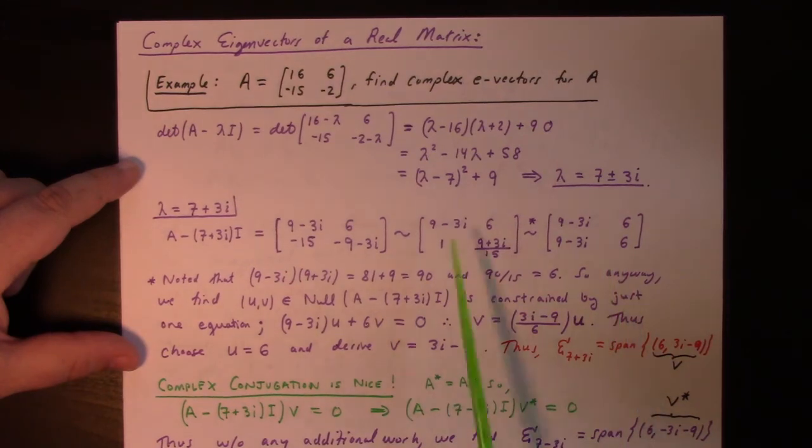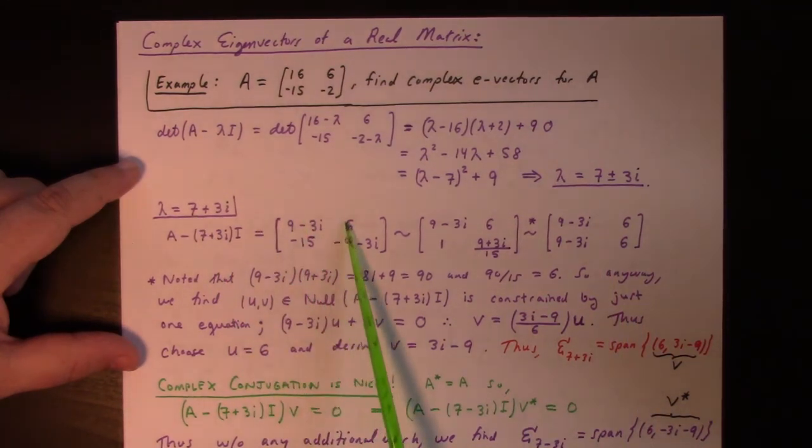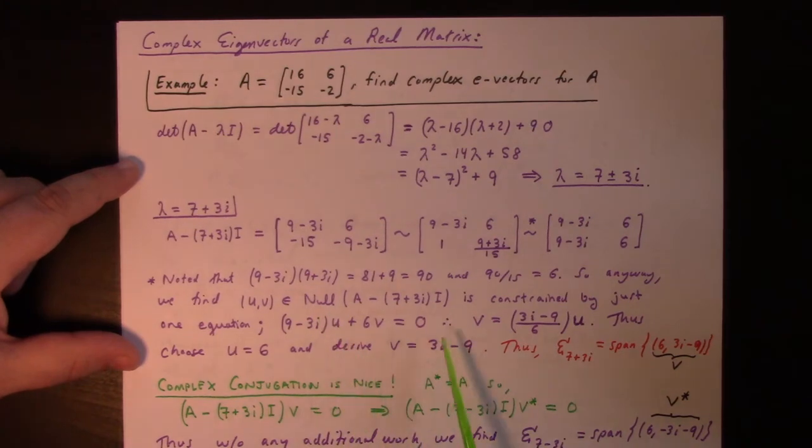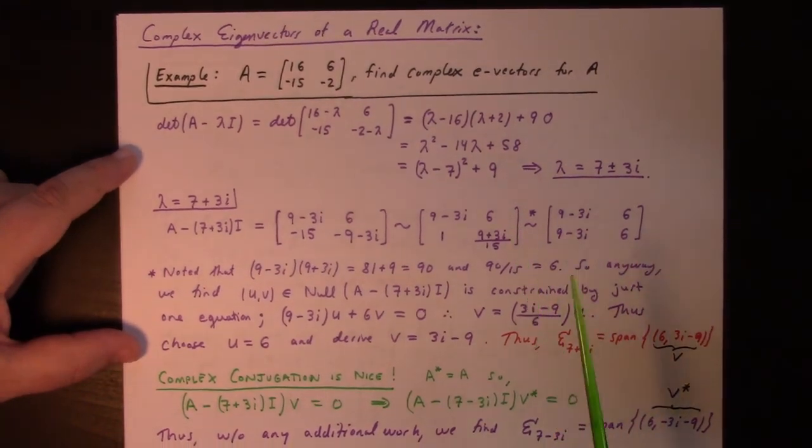If you're confident about your selection of lambda, you can just pick either equation and go with it, and you won't be wrong. I was just checking our work again here to show you that it is in fact legitimate. So anyway, I will work with this equation, (9 minus 3i)u plus 6v. Solve for v, v equals (3i minus 9) over 6 times u. So I make u equal to 6 because I don't like fractions. u equals 6 gives me v equal to 3i minus 9. Consequently, my eigenspace with eigenvalue 7 plus 3i is the span of (6, 3i minus 9).